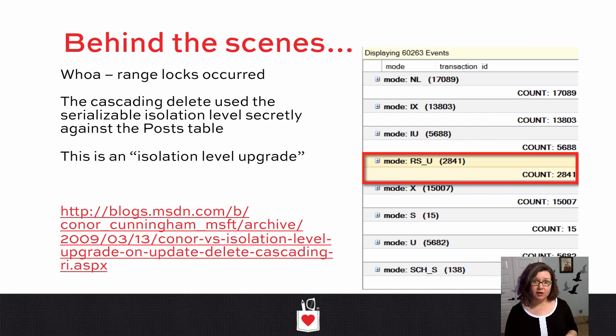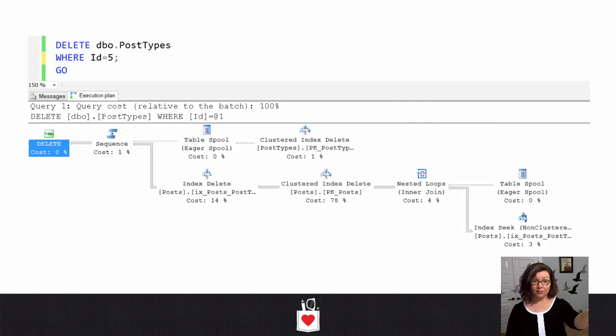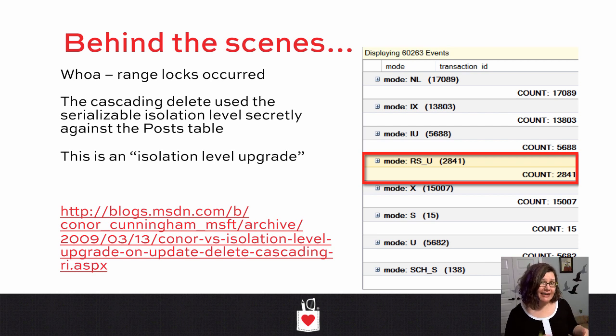There's a blog post that Connor Cunningham wrote. He's on the SQL Server engine team, or optimizer team. I may get the team name wrong. He's on the SQL Server team. And he wrote a post that explains, yes, even if you are not using the serializable isolation level in the statement that does the delete, right? When I ran this delete, I was using the default isolation level of read committed. But he explains that there's something called an isolation level upgrade that can happen, where range locks have to be taken out to make sure that it's properly cascading the delete. And this helps it maintain data integrity.